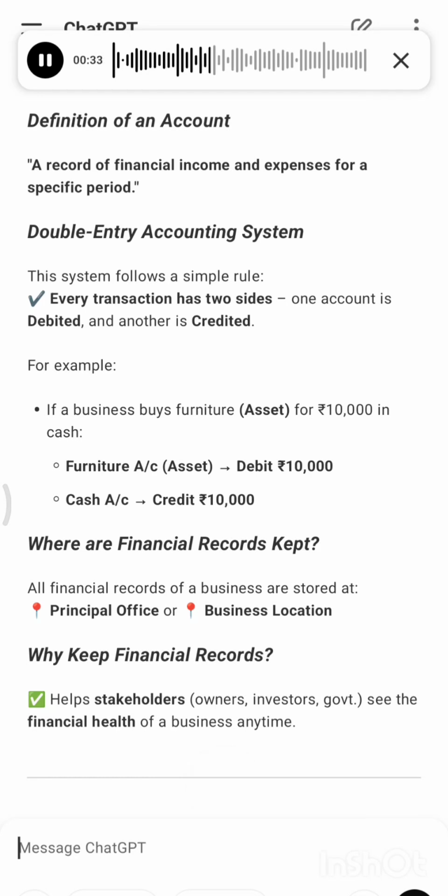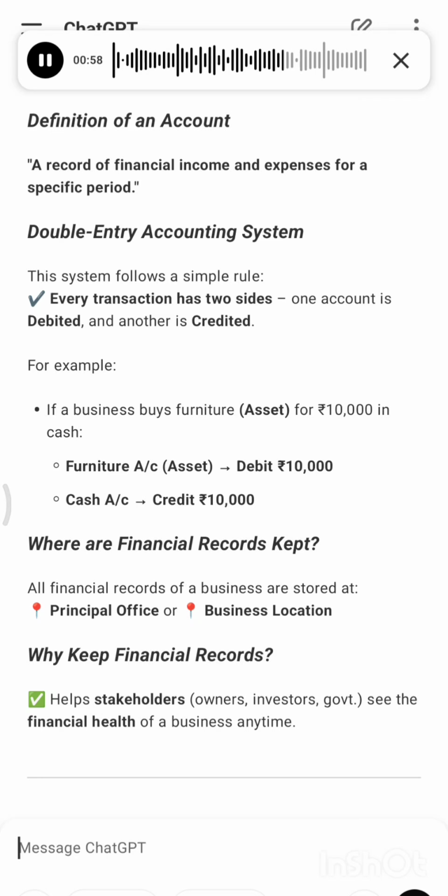Double-entry accounting system. This system follows a simple rule. Every transaction has two sides. One account is debited and another is credited. For example, if a business buys furniture asset for $10,000 in cash, furniture account, asset, debit $10,000; cash account, credit $10,000.